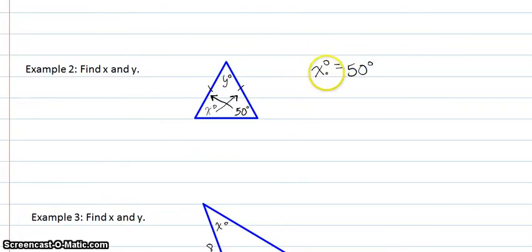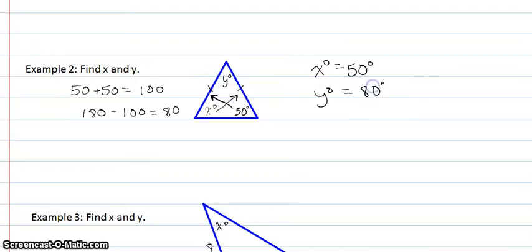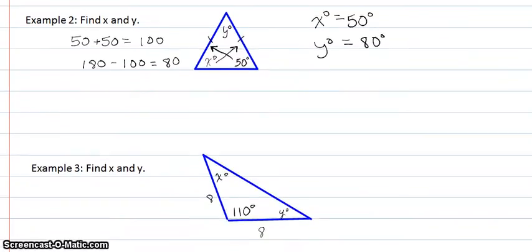So if I know that I have a 50 degrees here and a 50 degrees here, I can add those together. So that's 100, and then I'll just subtract 100 from 180. Right? So that means that y equals 80 degrees. And we've solved for x and y. So there's a lot of little rules like that that you have to remember about angles.